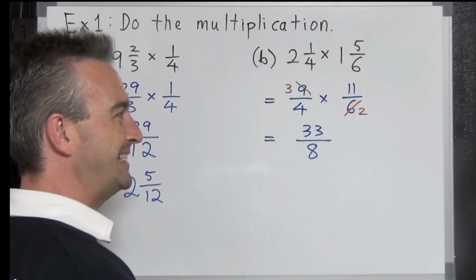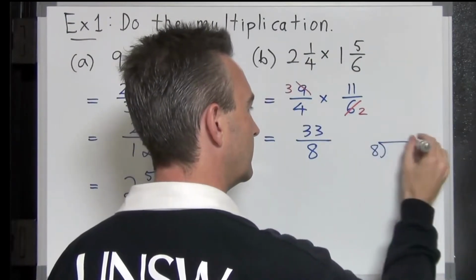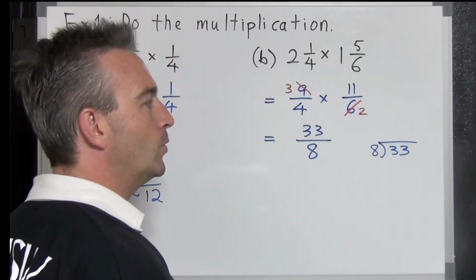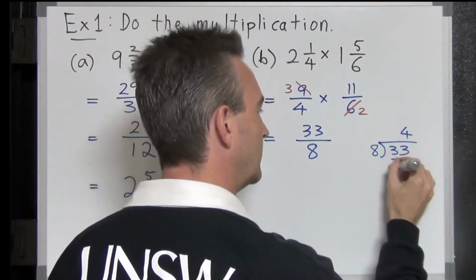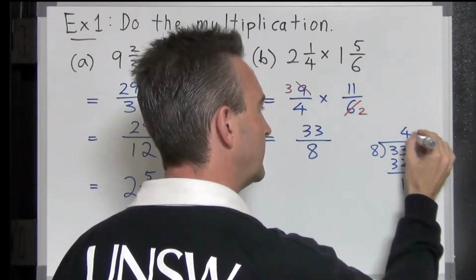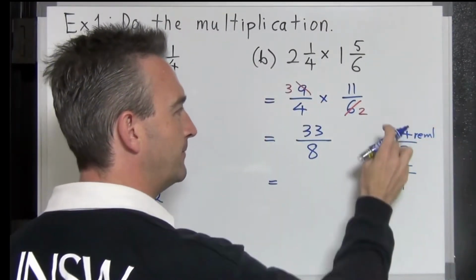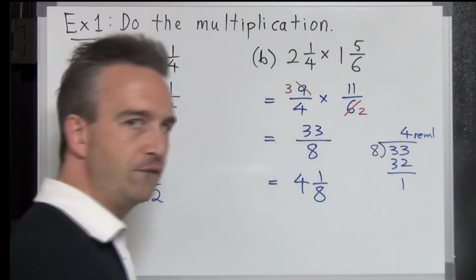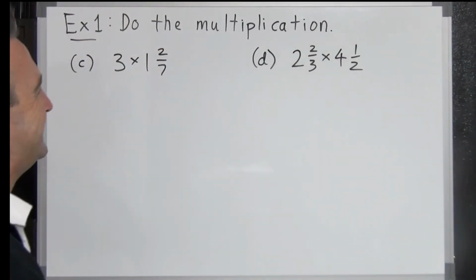Okay, let's convert this into a mixed number. 8 into 33. 3 8s are 24, 4 8s are 32, so I think it's going to be 4. 4 8s are 32, with a remainder of 1. So our final answer is a mixed number. It's going to be 4 and 1/8. Finished. Let's do a couple more for good luck. On to examples C and D.